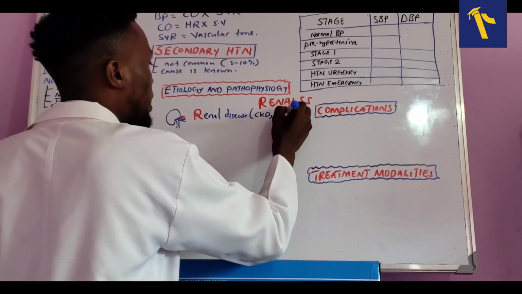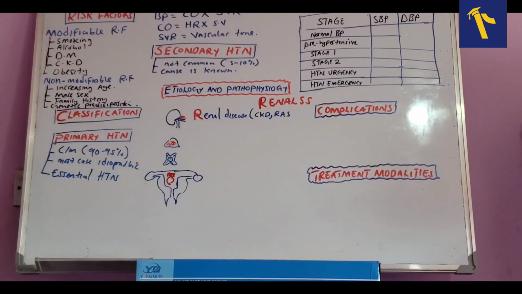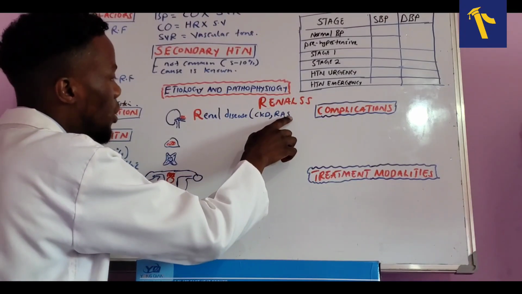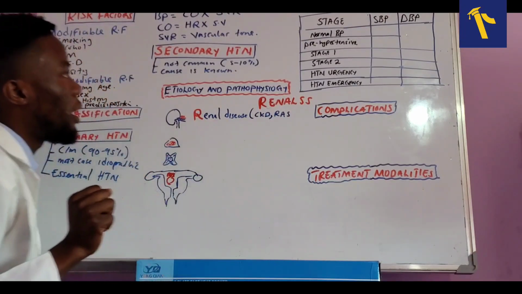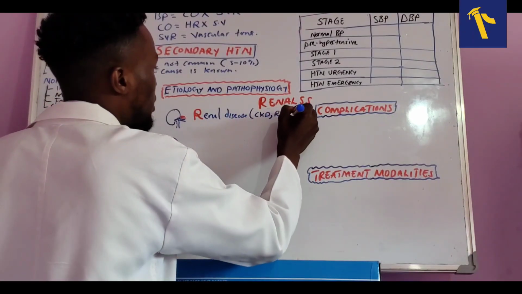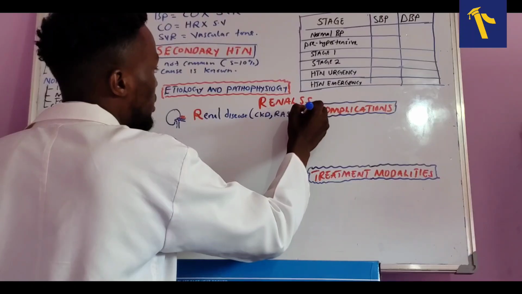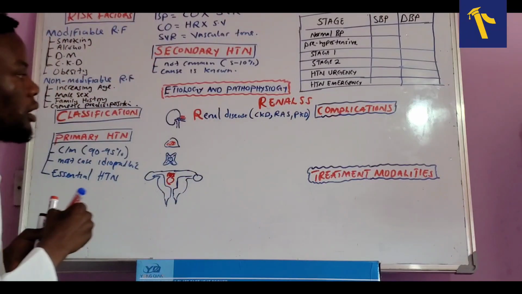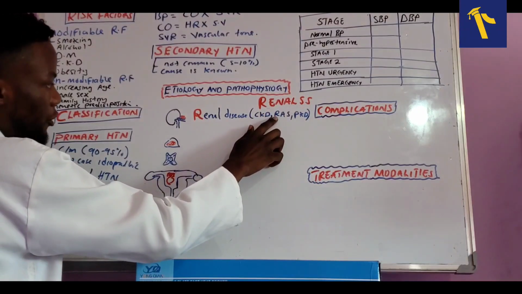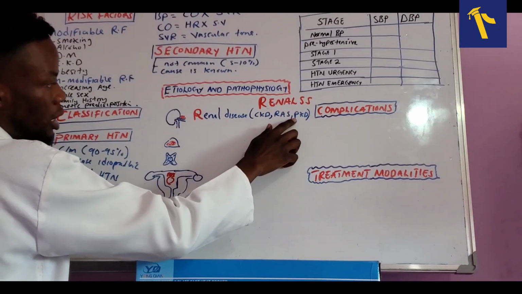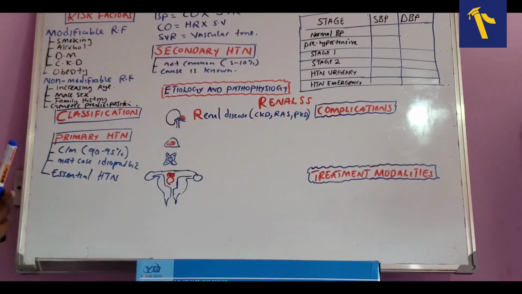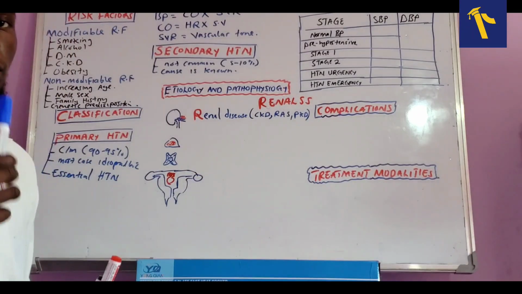Renal artery stenosis. I'll be just using the initials. So renal artery stenosis, one of the causes of what? Secondary hypertension. And the other one is the last one, which is polycystic kidney disease, PKD. So again, CKD, chronic kidney disease, renal artery stenosis, polycystic kidney disease. These are the renal causes of what? Secondary hypertension.